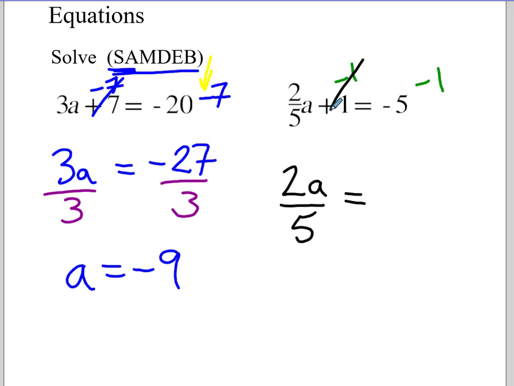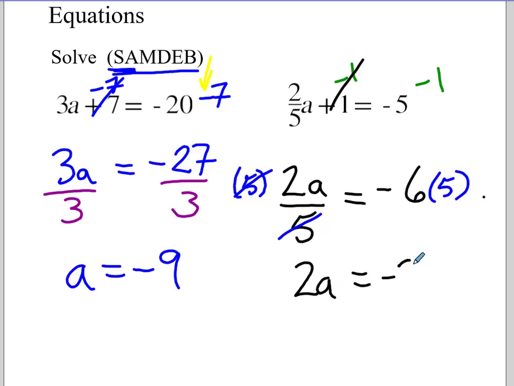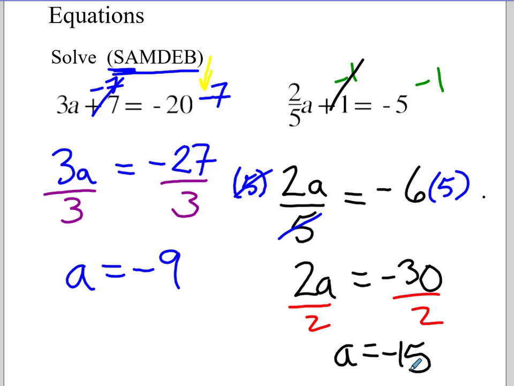These guys cancel, and now -5 minus 6 is -6. And now here's why I prefer this visually. I want to get rid of this 5 on the bottom. I've made it a clear bottom denominator number, so I'm going to multiply both sides by 5, and these guys will cancel. Okay, now I'm left with 2a equals -30, and my final step would be divide both sides by 2, and I'm left with a equals -15. Okay.